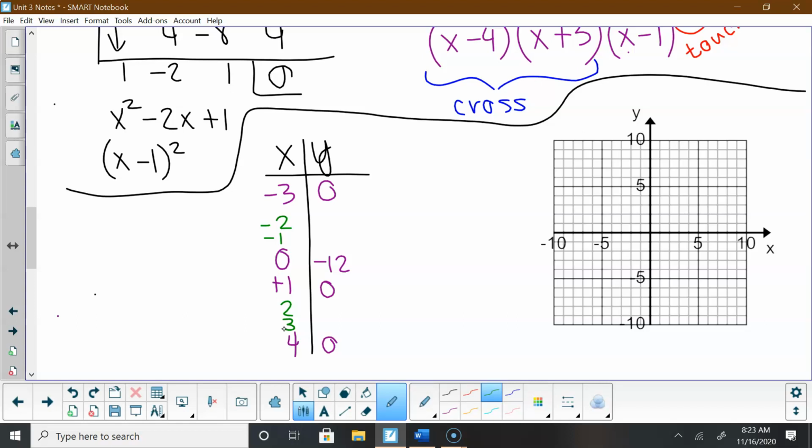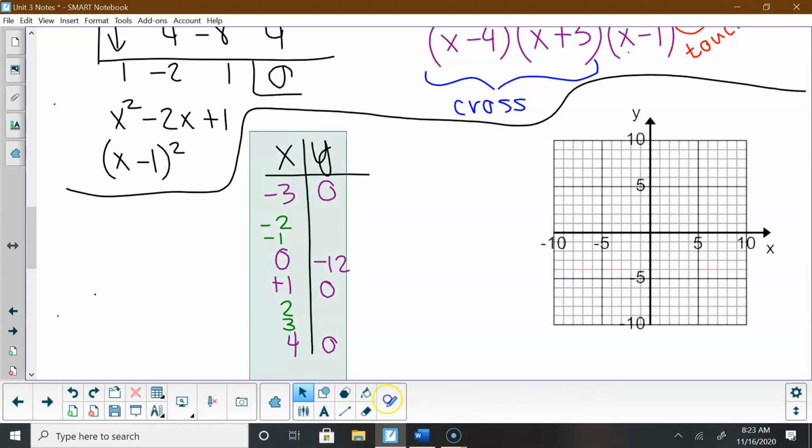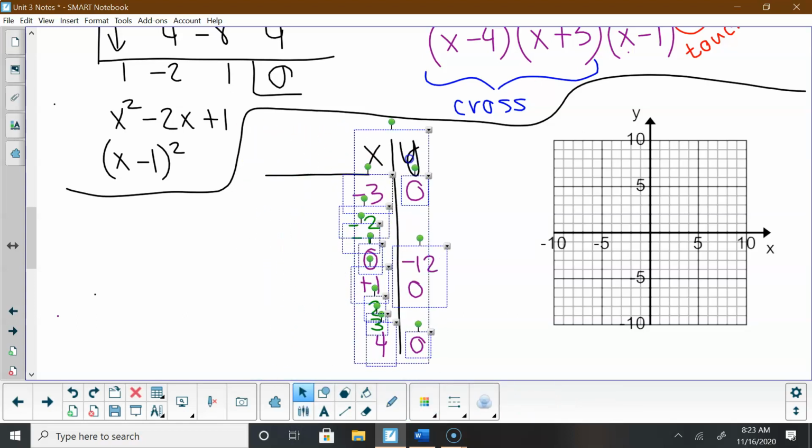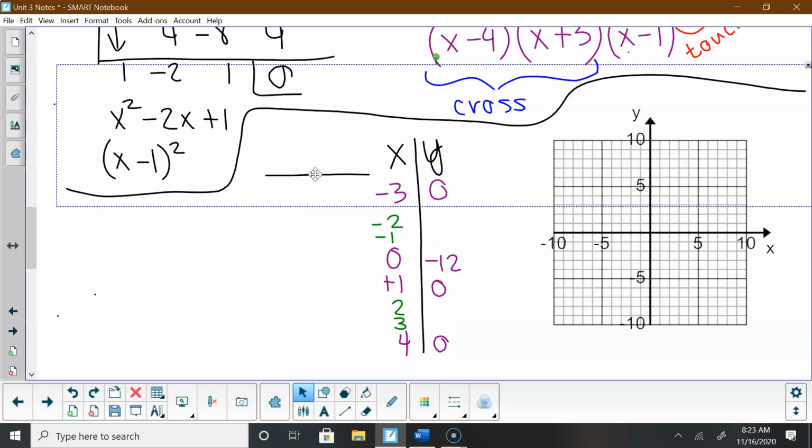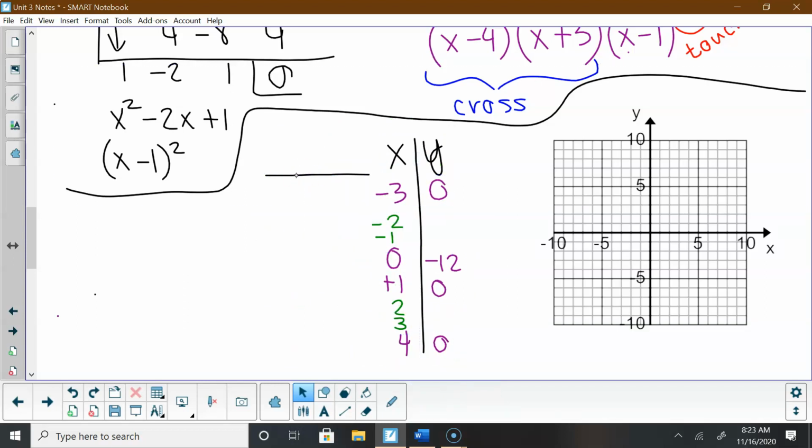Okay? So remember, we did all of this stuff with synthetic substitution, am I right? So, with synthetic substitution, when you're going through, you're plugging in exactly what you see right here. And you're plugging it back into the original polynomial. Alright? That is one method of doing this. Plug it in, see what you get.